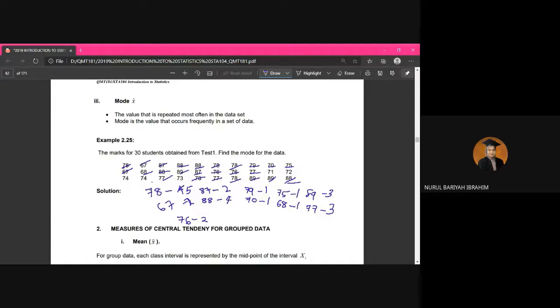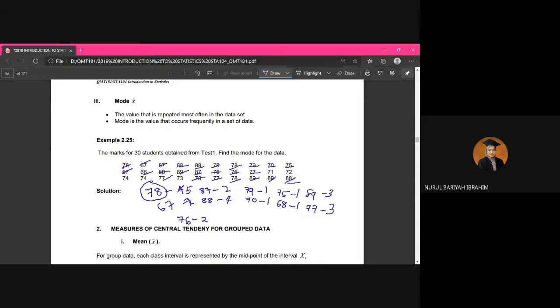So how to interpret the value of 78, which is the mode value? Our mode value is 78. So how to interpret this? We can say that most of the students in the class have 78 marks for test 1. So that is the way how you interpret the value of mode.